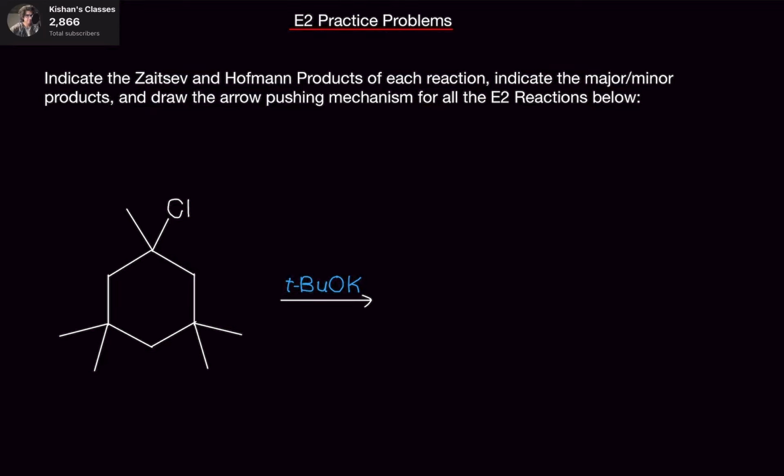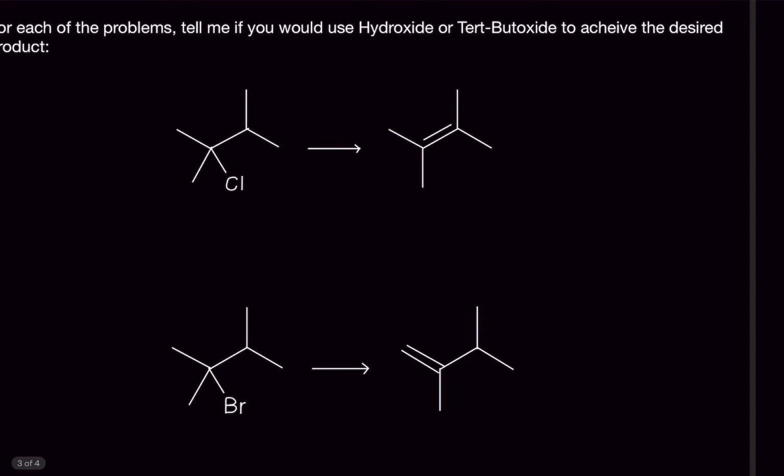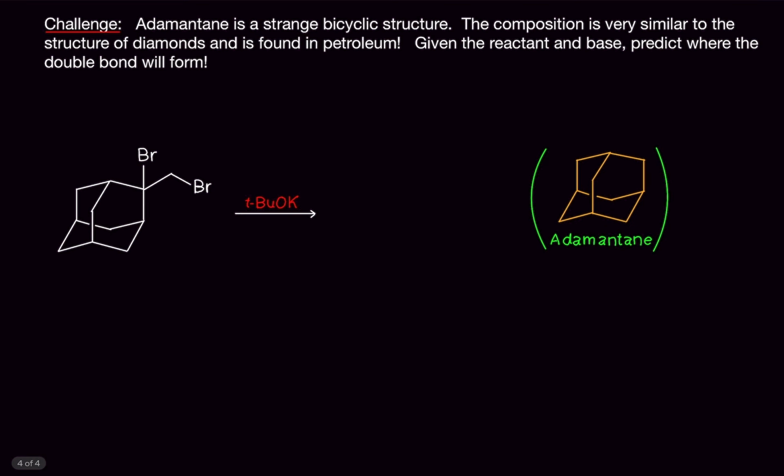Alright, welcome back. In this video, we're going to go over E2 practice problems. Let's go. So we got 3 problems asked about Zaitsev, Hofmann, major, minor, and arrow pushing mechanisms for E2. Then we have problems asking about what the correct base you should use is to get the desired product. And then we have a challenge problem, which is not really a challenge problem. It looks complicated, but it really isn't.